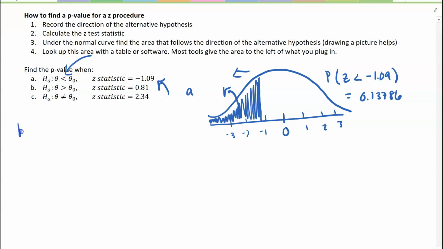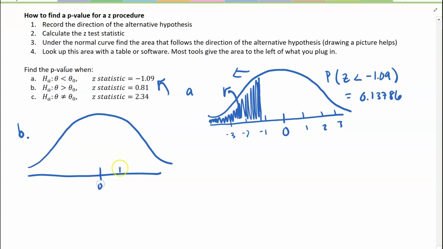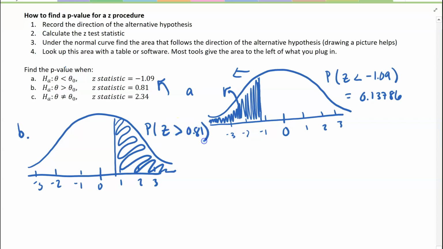Now let's look at B. By the way, those less than p-values are the easiest ones to find. If we have a greater than alternative, then we need to look at the area that is greater than our test statistic. It follows that same idea. That's the systematic thing that I'm talking about here: our p-value will always follow the direction of our alternative. And because we have a greater than alternative, we're going to look at the area that is greater than 0.81 under the standard normal curve. So that's going to be this area here. We're looking at the probability that z is greater than 0.81.